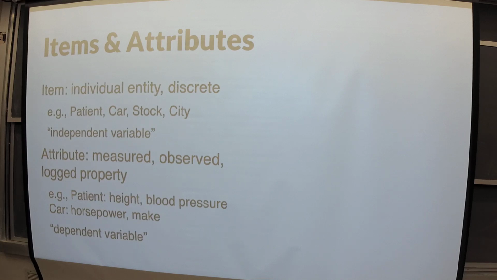Items are these individual entities that are discrete, things like a patient, a car, a stock, a city, a company, or something like that. And this is often called the independent variable, because those things exist independent of what we are measuring. And then the attributes are what we measure about those independent variables. So things like the patient height, patient blood pressure, the car's horsepower, the car's make. And because those depend on the independent variable, we call them dependent variables.